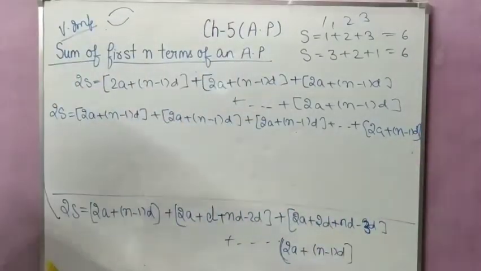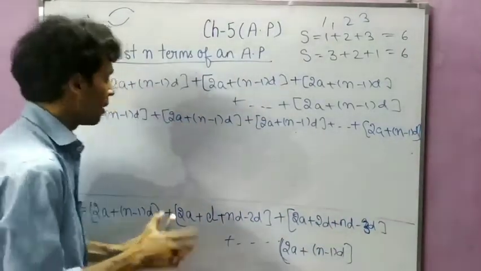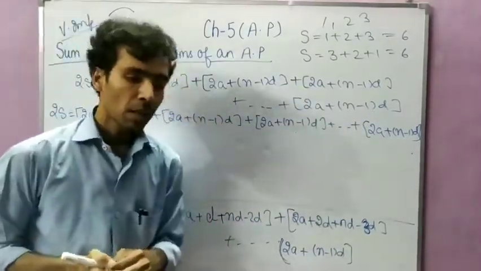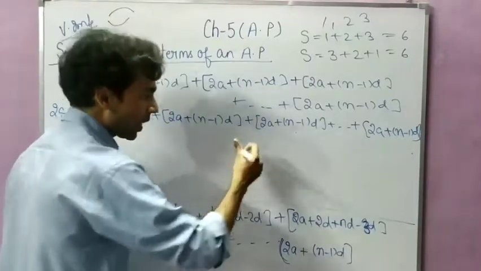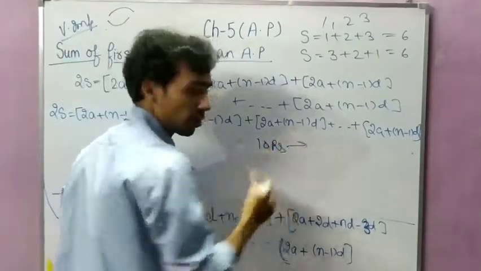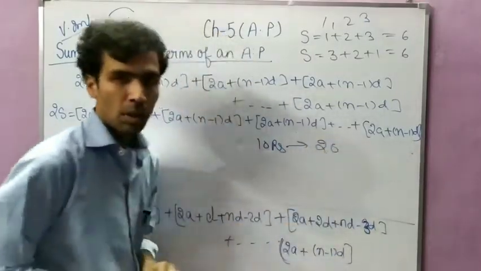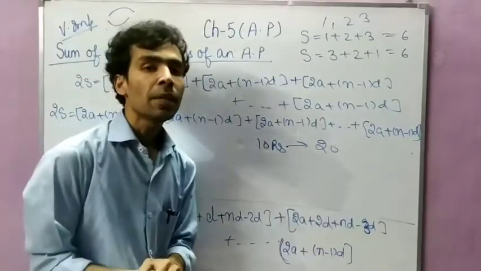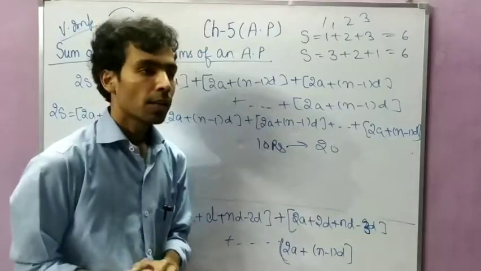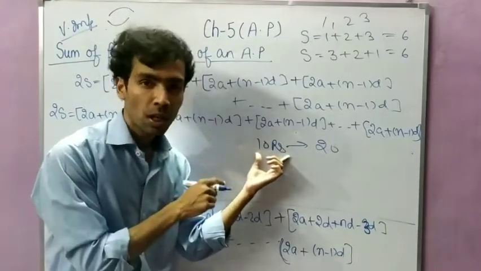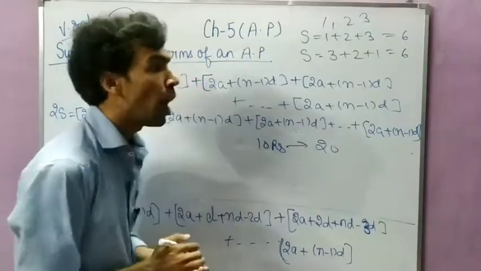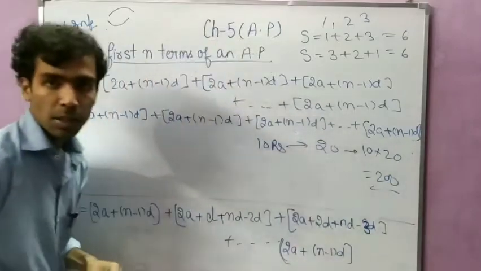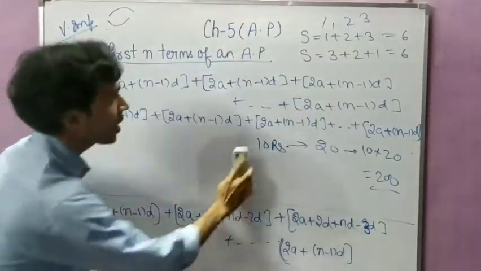Now students, tell me one thing. See, the same thing is coming in each bracket. Suppose you are having 10 rupees notes, and how many 10 rupees notes are you having? 20. So how much money are you having? 10 into 20, that means 200. Same concept will apply here also.